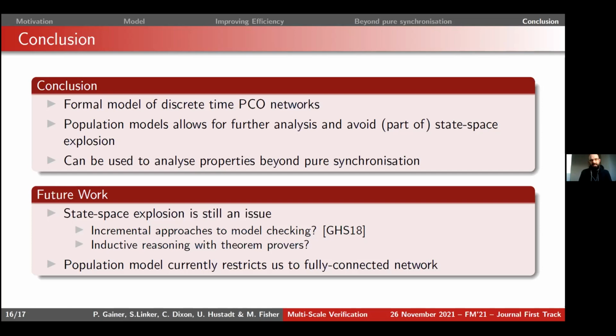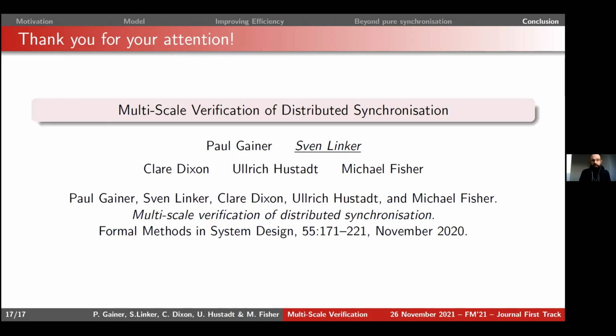Of course, there are still issues. We still run into the state space explosion, and it turns out that the real killer here is not the model checking time, but the model construction time within the model checkers. So it might make sense to look at reusing models that have been used before, using something like incremental approaches to model checking instead of recreating the models every time, or even going further to try to find some kind of inductive invariant that holds for any number of oscillators that we have in our system. And of course, it would be great if we find some way to go beyond fully connected networks for the population model. All right, thanks a lot for your attention.